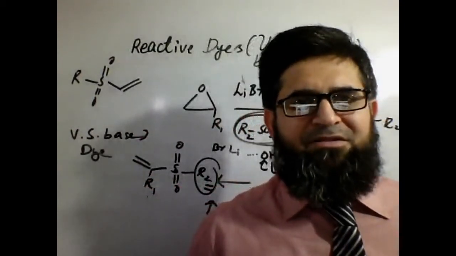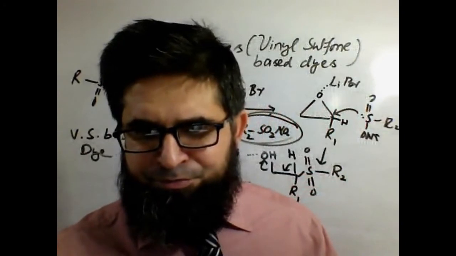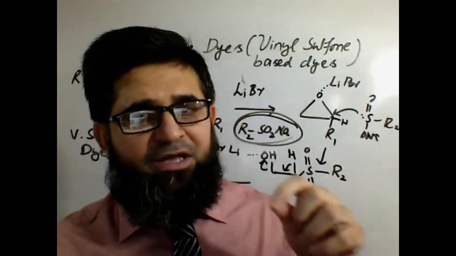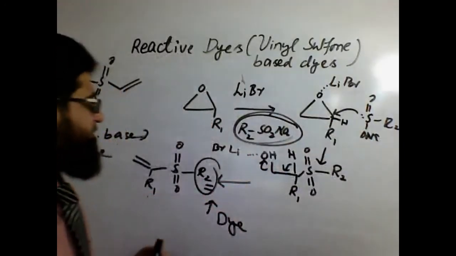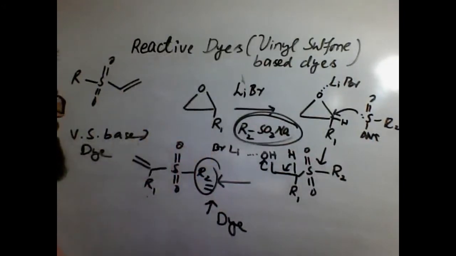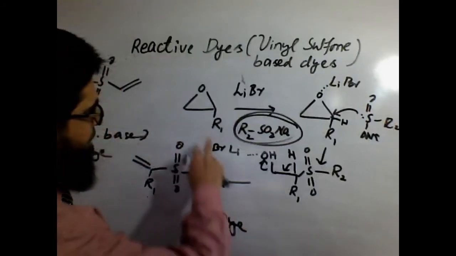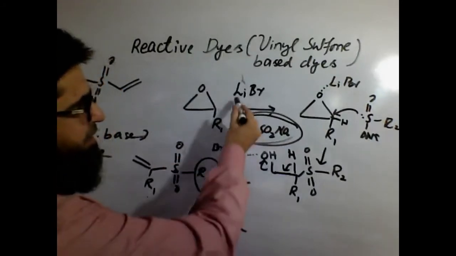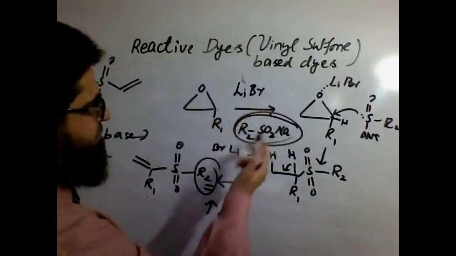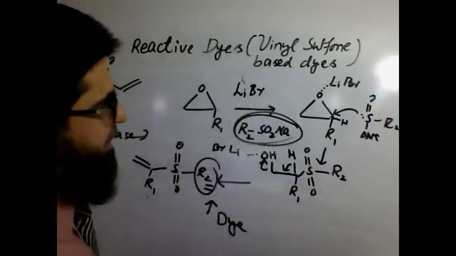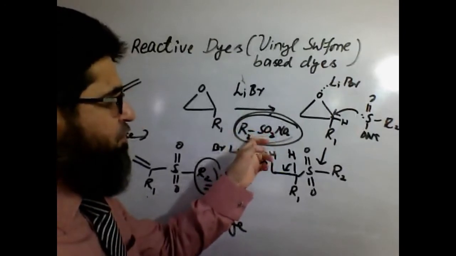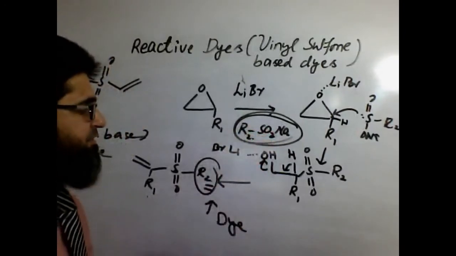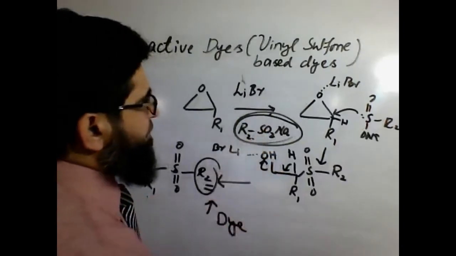So this is one of the methods you can use to prepare vinyl sulfone-based reactive dye. I can explain it again for you. We are starting with any epoxide ring. If you have this sort of a compound, we put in lithium bromide, and we have some sodium sulfinate salt from the organic compound. In this very specific case, it is supposed to come from some sort of a dye molecule. I can explain further how it can be introduced on a dye molecule.